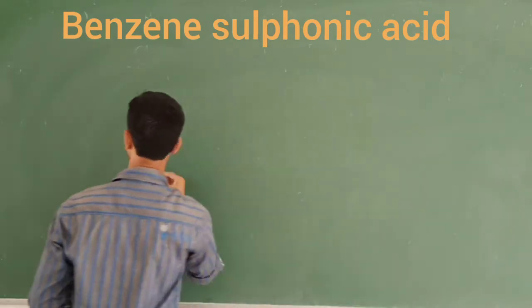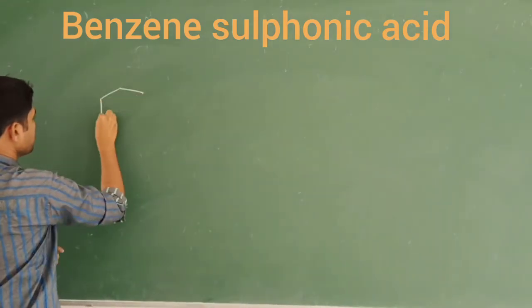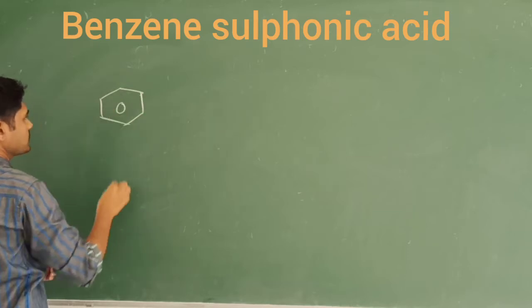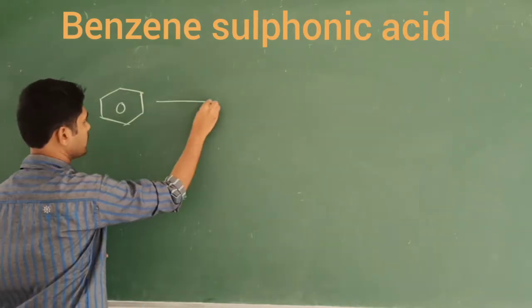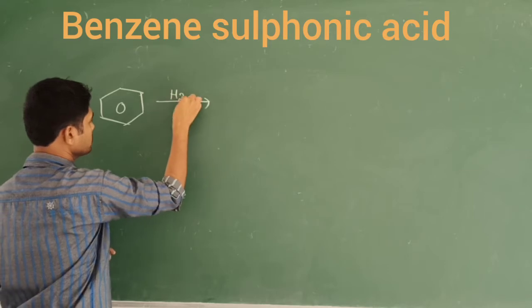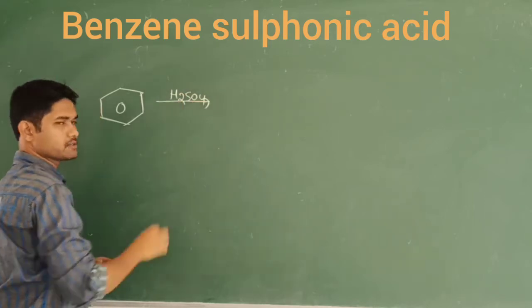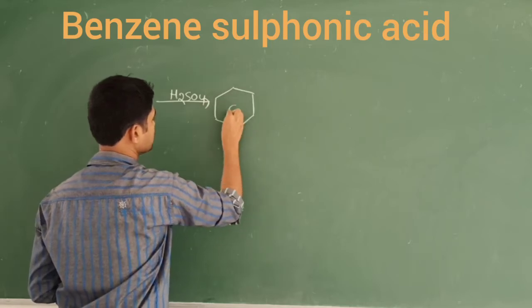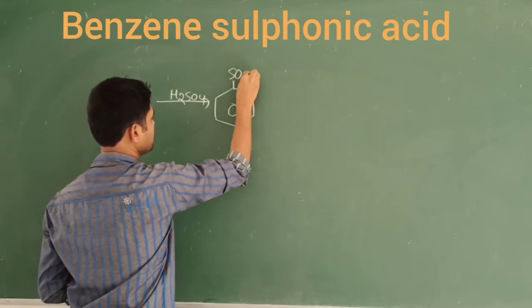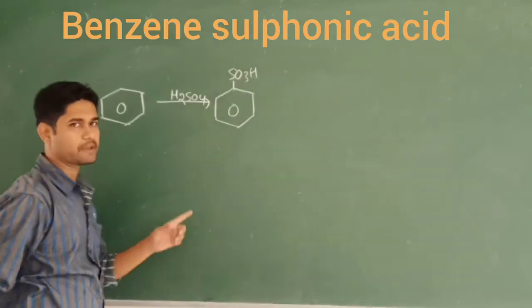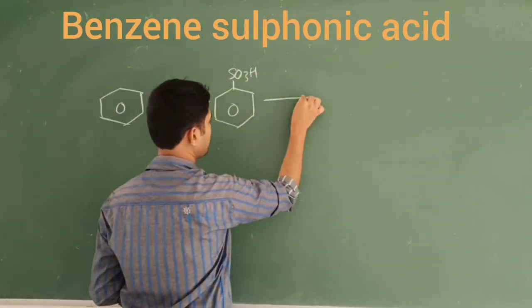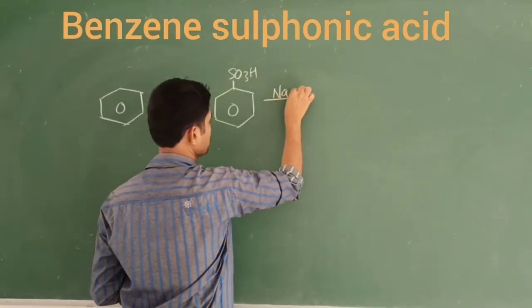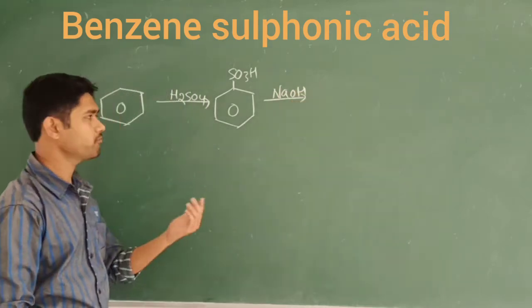Let us take a reaction. First, we treat benzene with fuming H2SO4, also called oleum. We obtain benzene sulfonic acid, where SO3H is attached to the benzene. This benzene sulfonic acid, on further reaction with NaOH, gives sodium phenate.